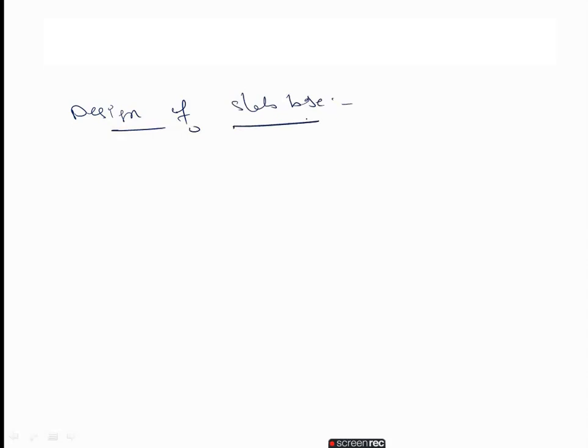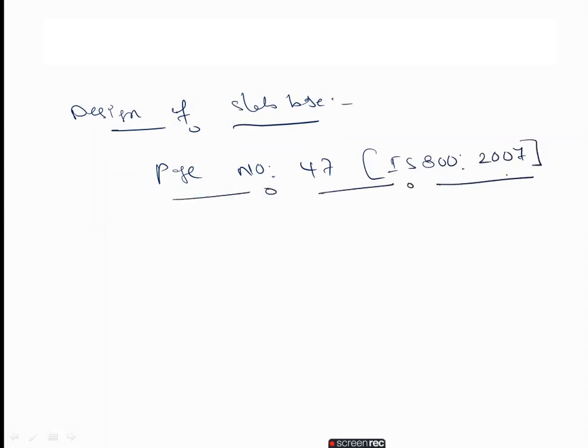Now we will discuss the design of the slab base. If you observe on page number 47 of the IS 800:2007 code book, the design of a slab base consists of finding the size and thickness of the base plate.